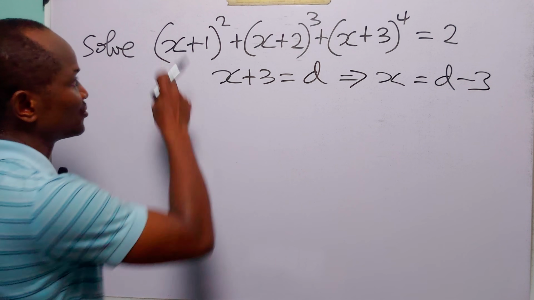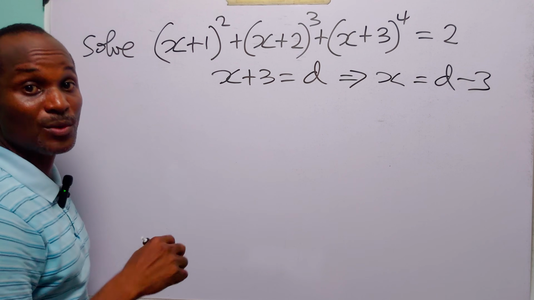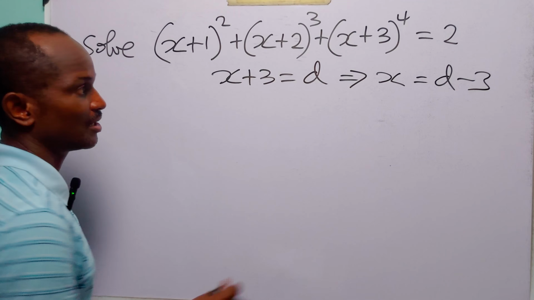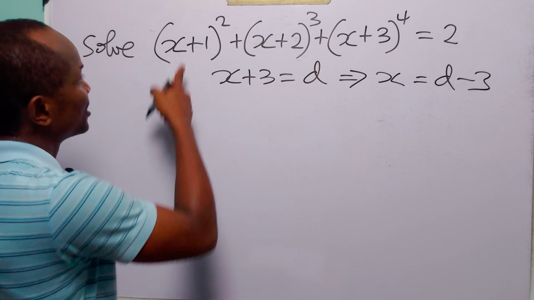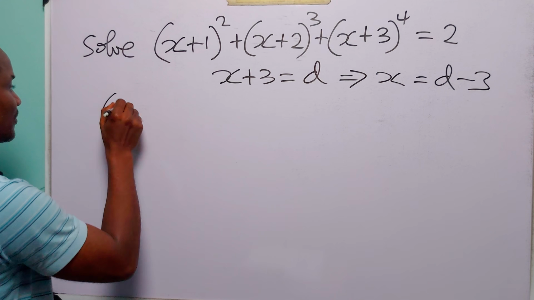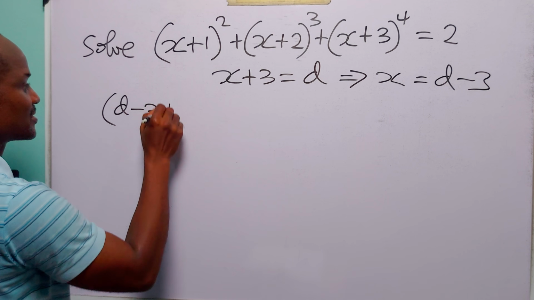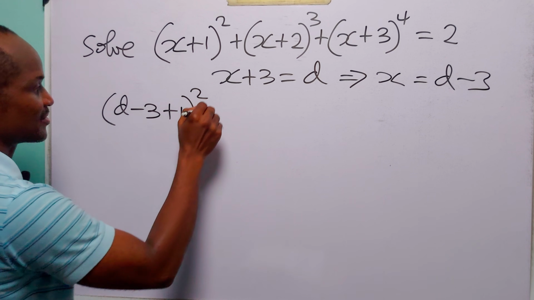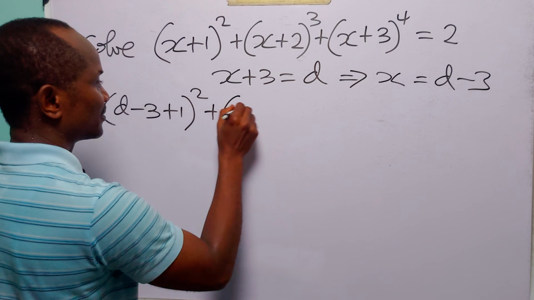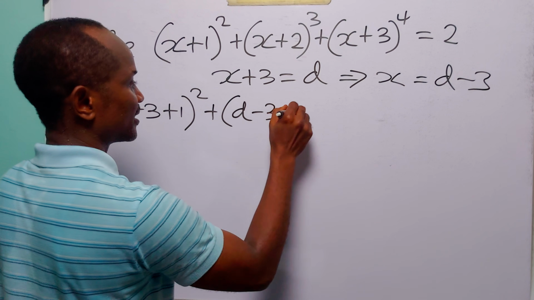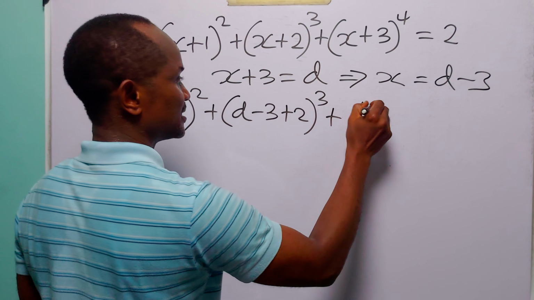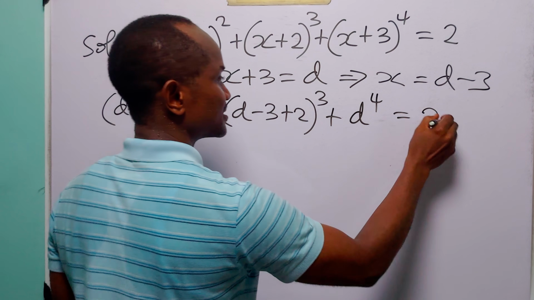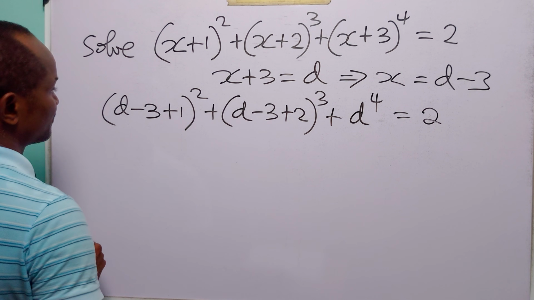The next thing we are going to do is to rewrite the original equation in terms of d. Already we have that x is equal to d minus 3. So here we have d minus 3 plus 1 squared. Here we have d minus 3 plus 2 cubed. And of course here we have d to the power 4, and this is equal to 2.